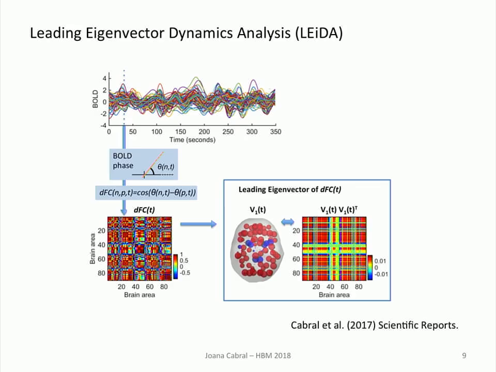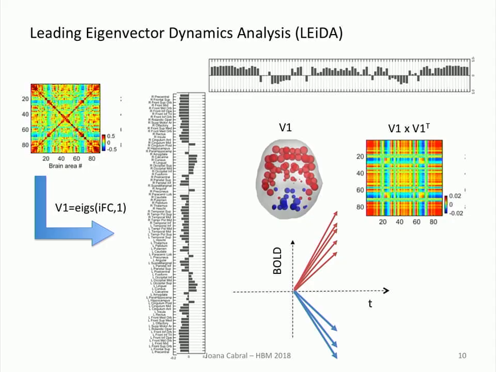So in more detail, here, for example, all the areas in red would be going in one direction, and the areas in blue, their BOLD signal is going in more than 90 degrees in the opposite direction. And that would be the pattern that is captured by the eigenvector.